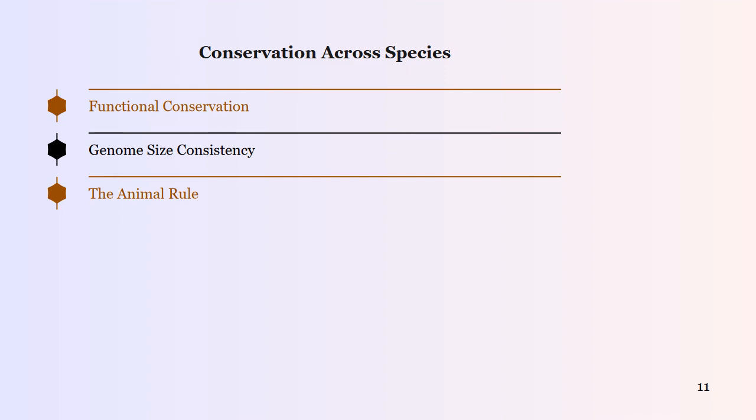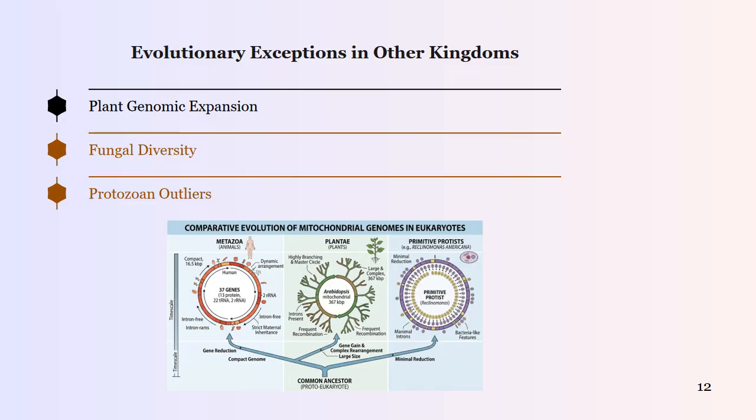The animal rule: from fruit flies to blue whales, animal mitochondrial genomes remain remarkably rigid in gene content and compact size. 12. Evolutionary exceptions in other kingdoms. Plant genomic expansion. In stark contrast to animals, plant mitochondrial genomes are massive and highly variable, spanning hundreds of kilobases with non-coding DNA.